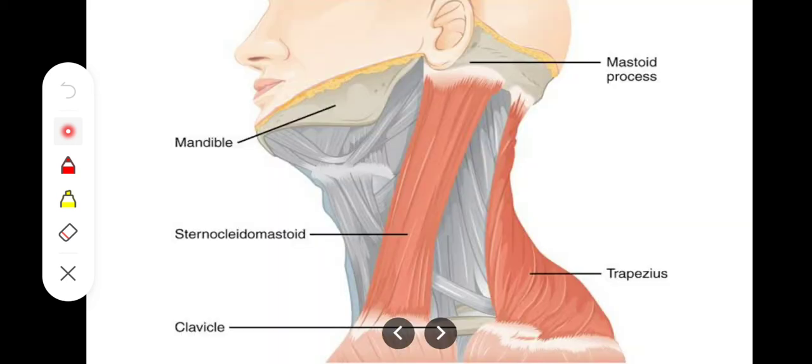Then we have the attachment of three muscles on the mastoid process. If you can recall, we saw a small breast-like process on the mastoid part of the temporal bone.